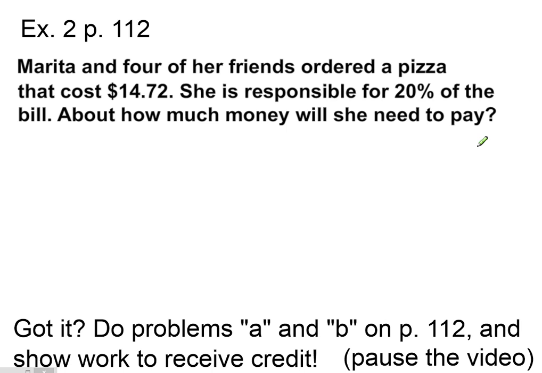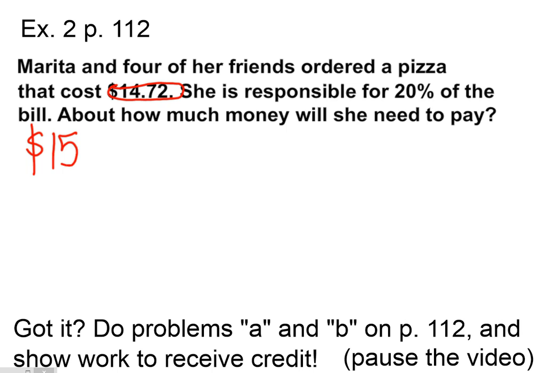Marita and her 4 friends ordered a pizza that costs $14.72. She's responsible to pay 20% of the bill. About how much money will she need to pay? So we have a couple options. For step 1, we can go ahead and find 10% of the bill. Now, $14.72 can be estimated as about $15. Typically, it's better to round up, especially since it's closer to 15.